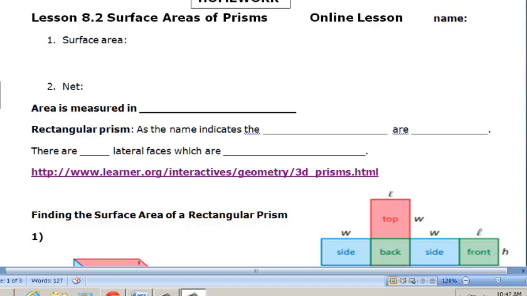This is lesson 8.2, surface area of prisms, from chapter 8. I want you to go ahead and fill in what surface area and net mean from the textbook. Use your textbook and figure it out.